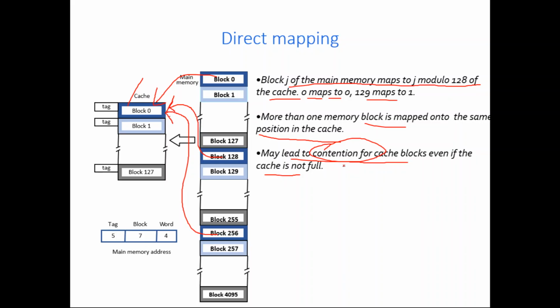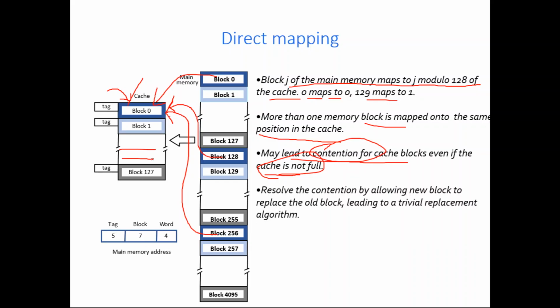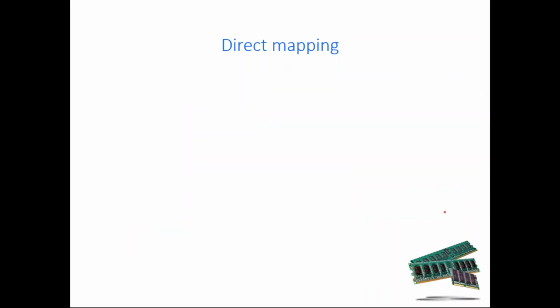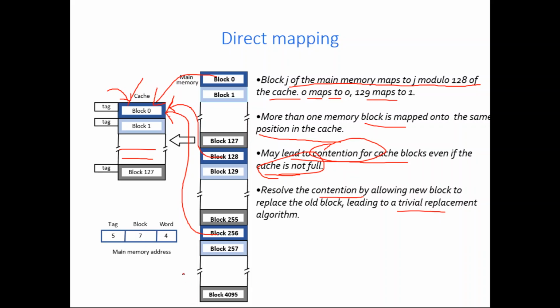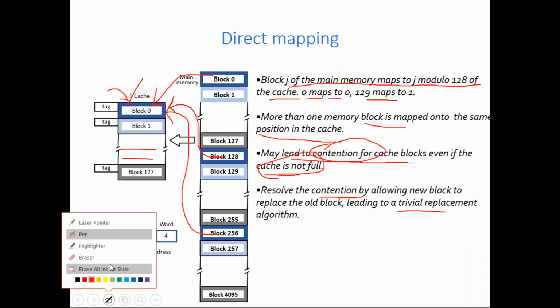So this may lead to contention even if the cache is not full. Even though the cache is not full, there will be contention. Multiple blocks of the main memory may be competing for a particular block in the cache memory. Even though there are other empty spaces, they cannot take those spaces. To resolve the contention, we have to go for a replacement algorithm. So this is the brief overview about direct mapping.